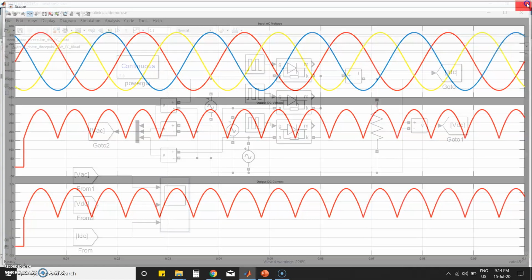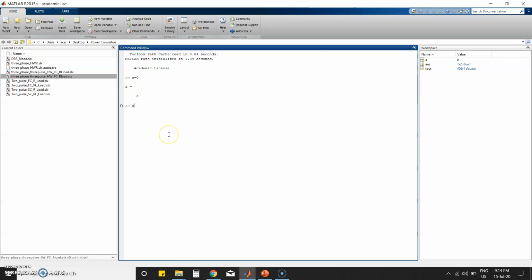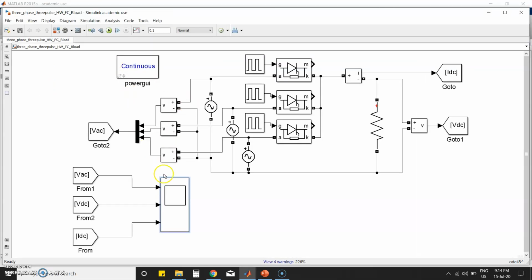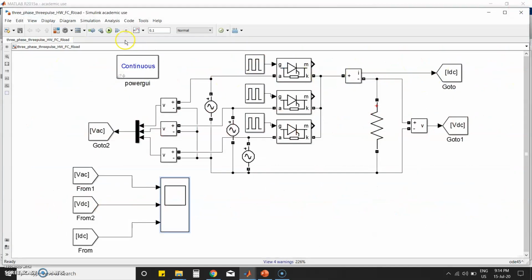Now we will give the firing angle A as 30. This is the waveform when the firing angle is 0. Now I am running the simulation.